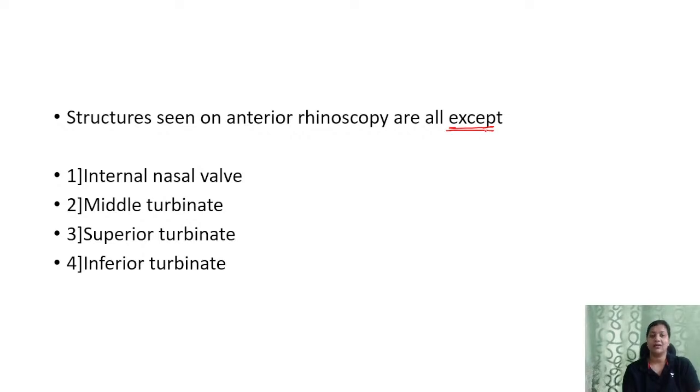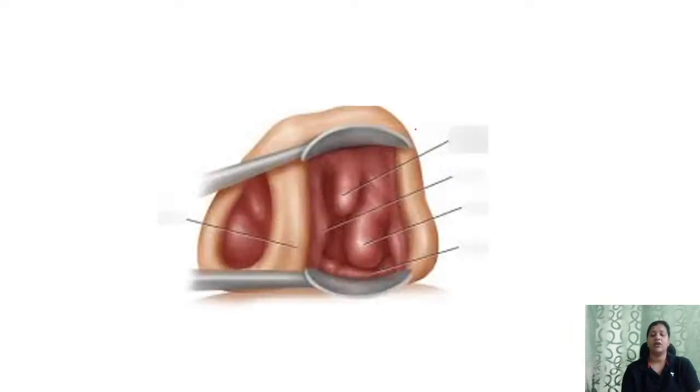So do you see internal nasal valve? Do you see middle turbinate? Do you see superior turbinate? Do you see inferior turbinate? Do you see all these 4 structures, or is there some structure that you cannot see? Except means which is not seen. Okay, so let me show you the diagram that you see on anterior rhinoscopy.